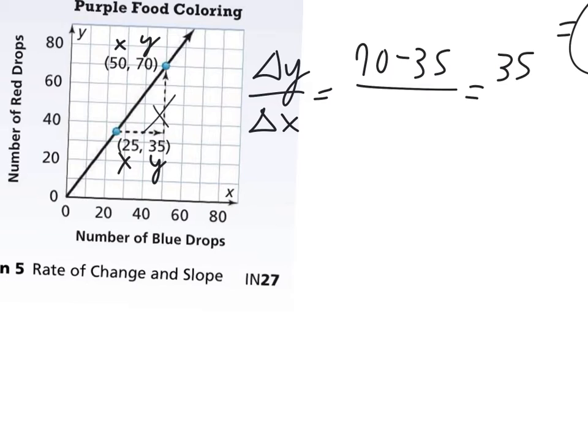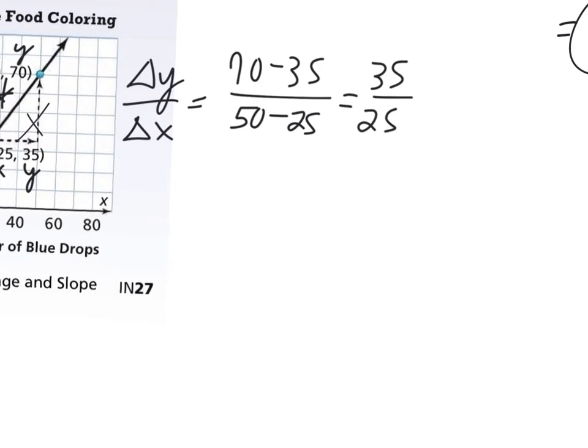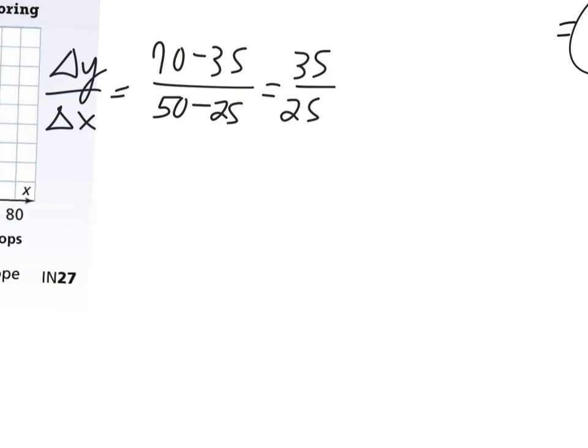So that's a difference of 35 if you subtract those. We started with 70, so that means for the x's we can do the same order. Change in x, we're going to subtract our x values. 50 minus 25, which is 25. So we've got 35 divided by 25.